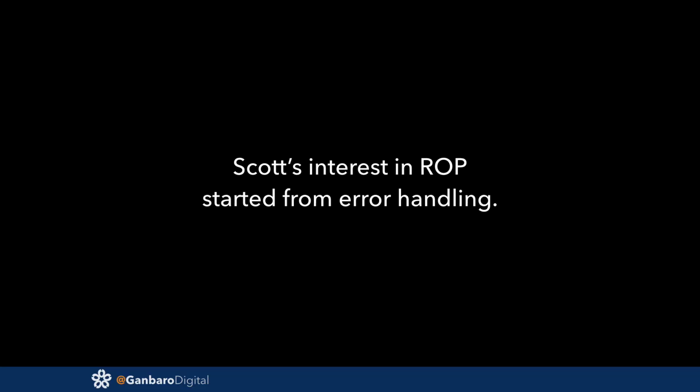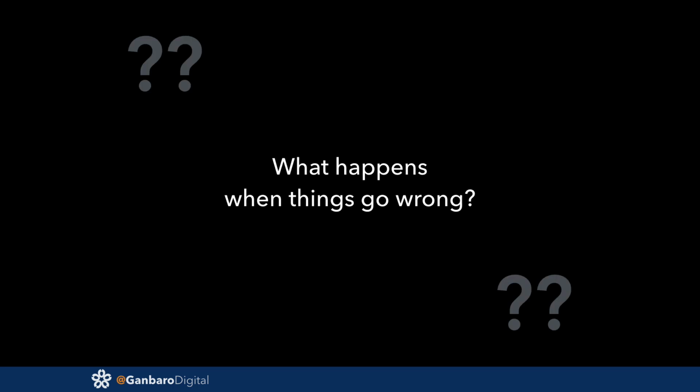Now, Scott's interest in railway-oriented programming actually came from error handling. If memory serves, his talk's title is Railway-Oriented Programming, a Functional Approach to Error Handling, or something like that. So what do you think we do when something goes wrong with this approach?